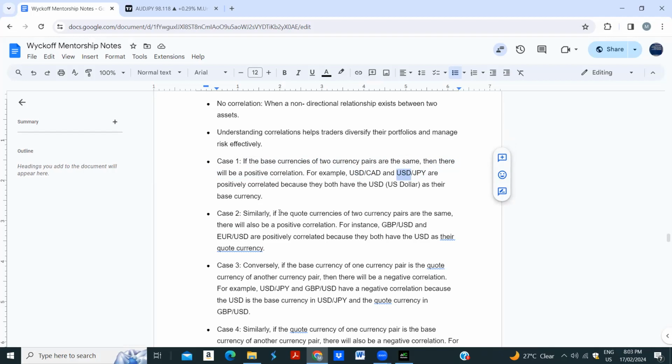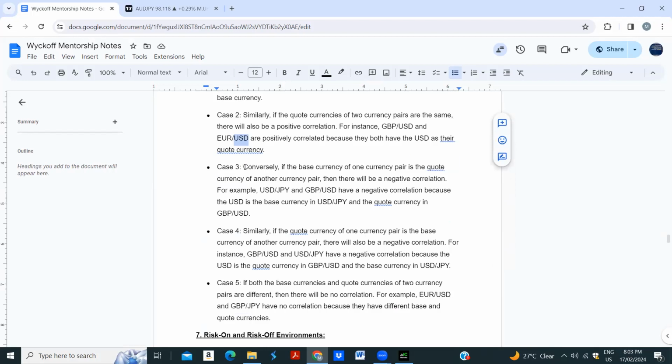Case 2, if the quote currency of two currency pairs is the same, then there will be a positive correlation. For example, GBP USD and Euro USD. Here, the USD is the quote currency in GBP USD, and USD is also the quote currency in Euro USD. So they both are positively correlated.